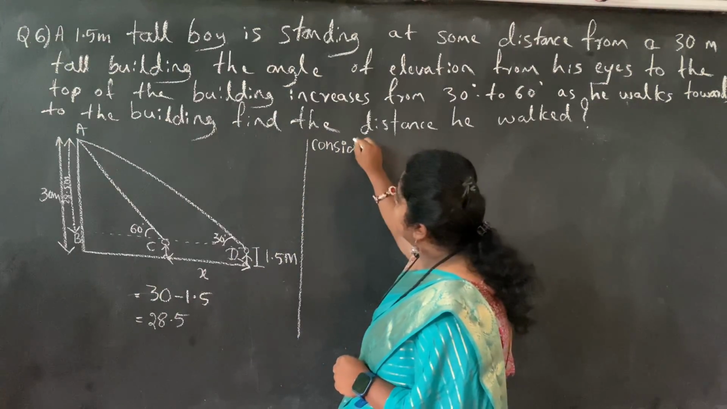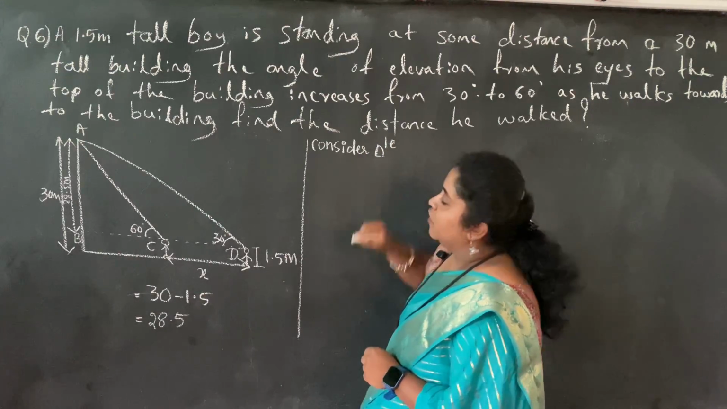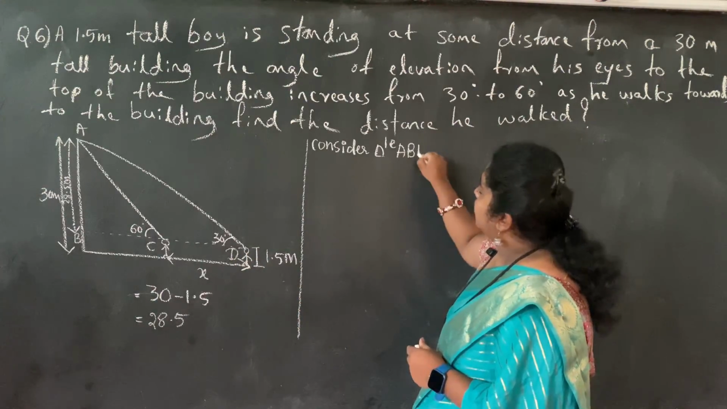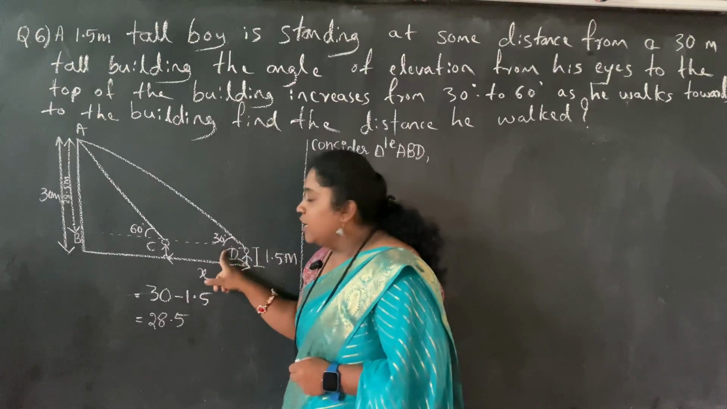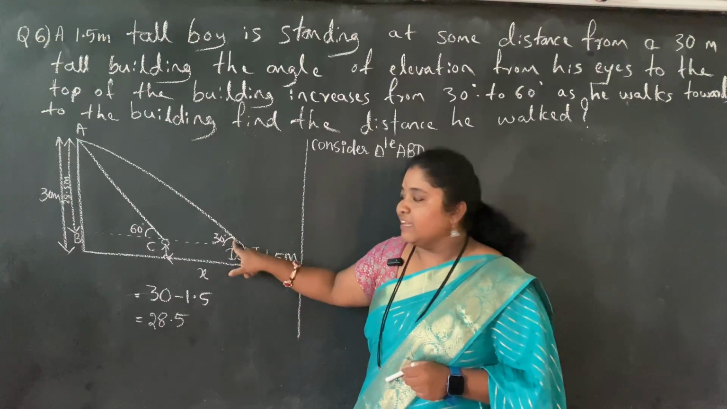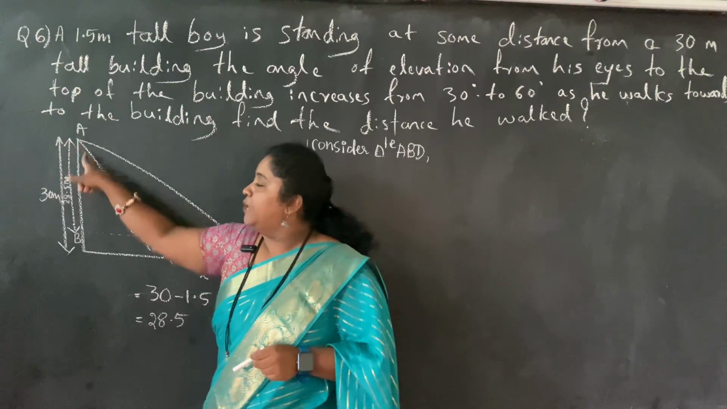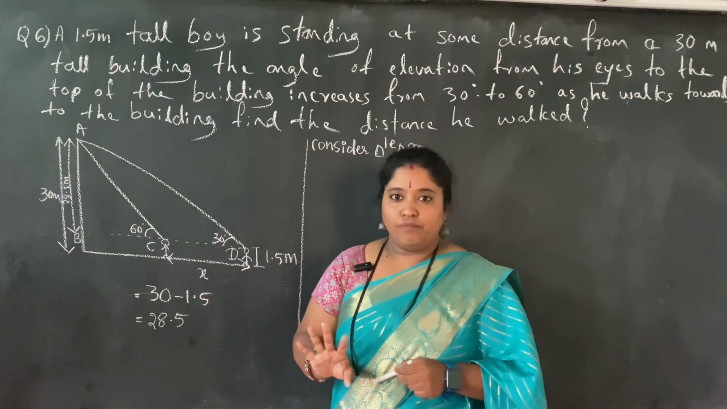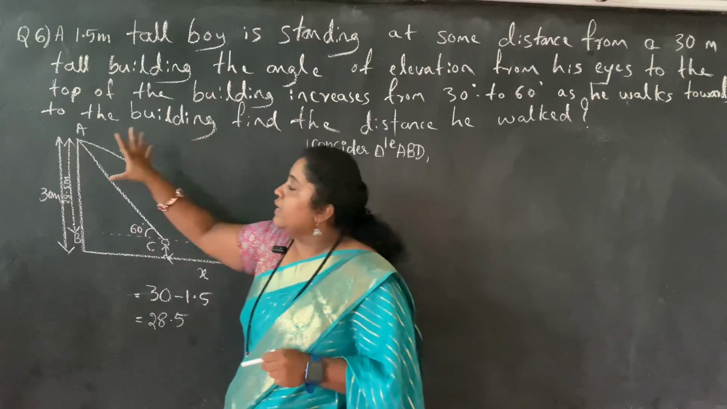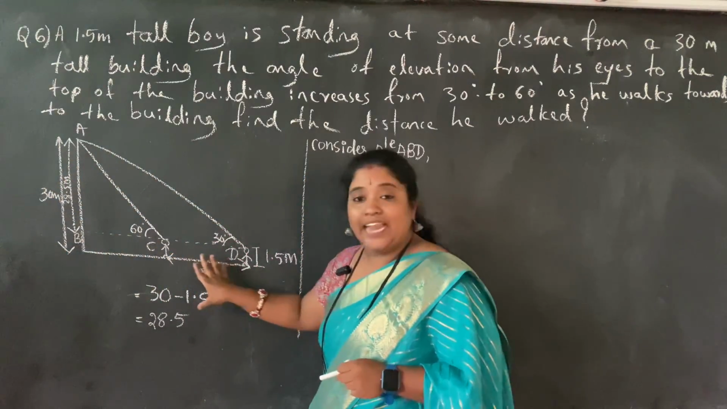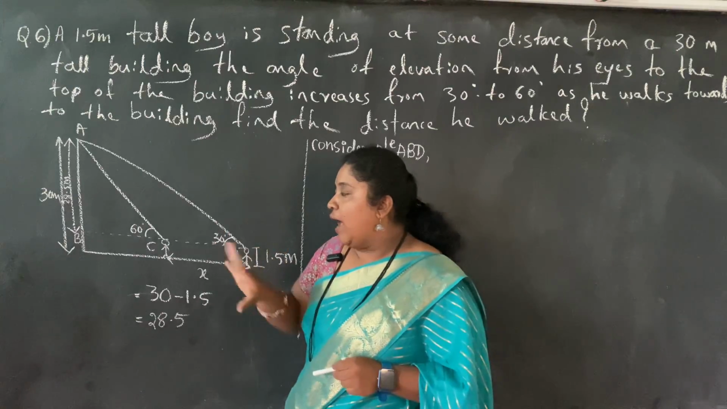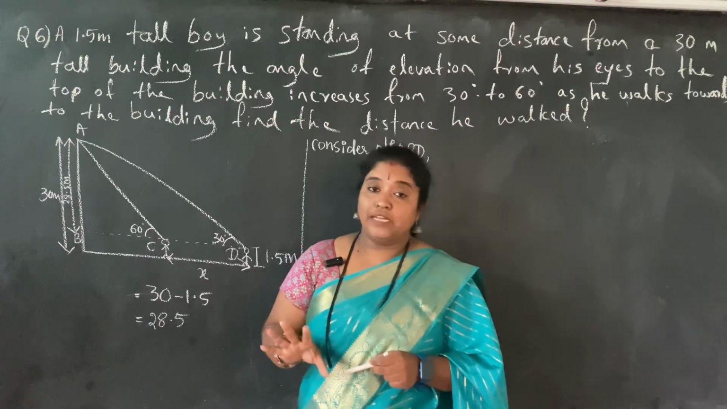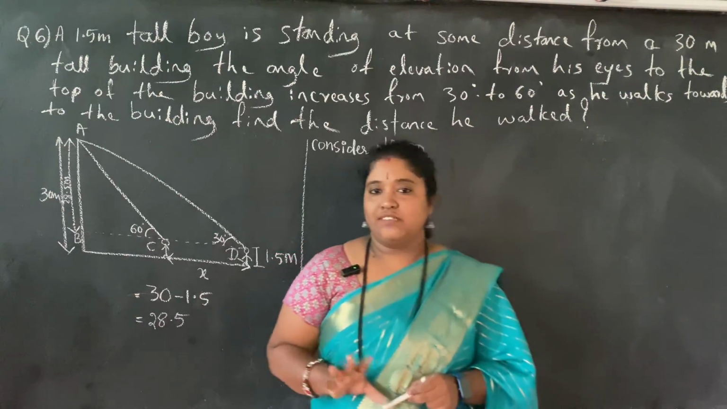Consider triangle ABD with respect to angle D. With respect to angle D, this will become the opposite side, and this will become the adjacent side. Yes or no? Understanding? Now I have the opposite side, and I have to calculate the adjacent side. Which trigonometric ratio gives me the link between opposite and adjacent, dear?